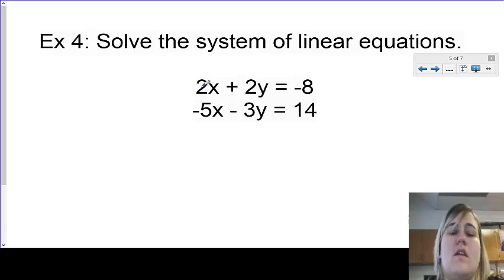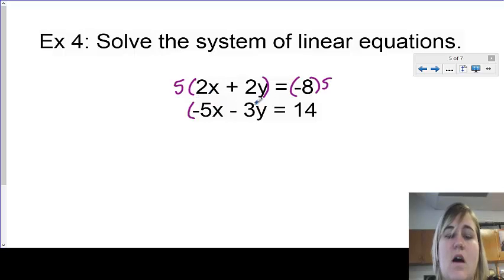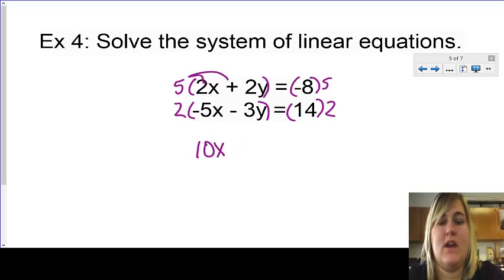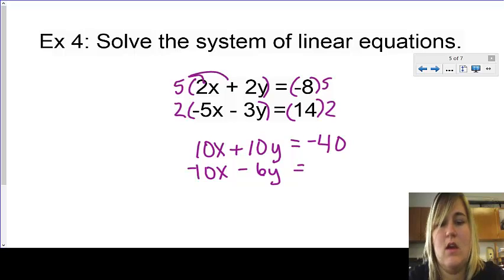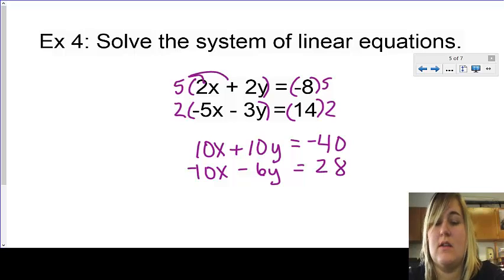And to get these to be the same number, I'm going to have to use 10 because 2 doesn't go into 5 evenly. So I'm just going to multiply the top by 5 on both sides. And I'm going to multiply the bottom one then by 2, so I get 10 for this one also. So I get 10x, 5 times 2y is 10y equals negative 8 times 5 is negative 40. 2 times negative 5x is negative 10x. 2 times negative 3y is negative 6y equals 14 times 2 is 28.